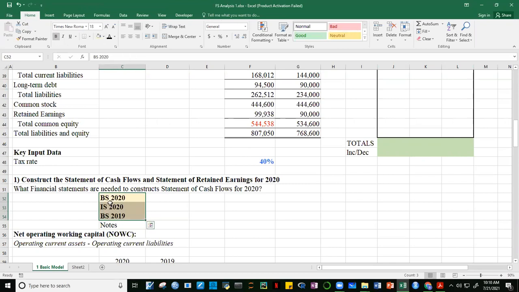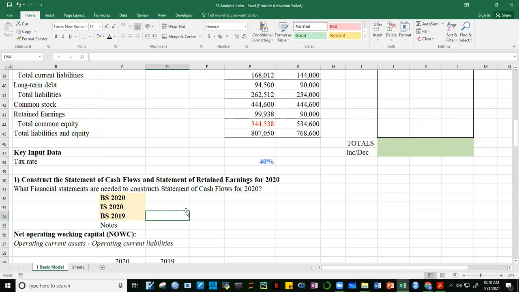Assuming na kompleto yung data, you need the balance sheet and the income statement for the current year, and you need the balance sheet of the previous year. Okay? So yun ang mga pinakakailangan natin. Balance sheet ng current year, balance sheet ng previous year, at saka income statement ng current year. Without those guys, you cannot construct your statement of cash flows.